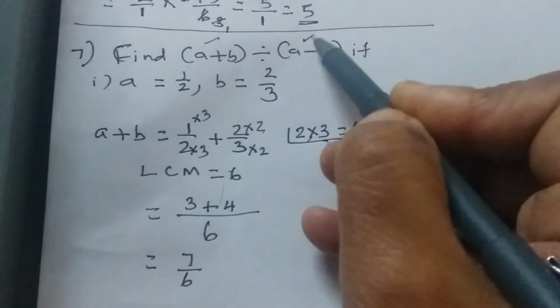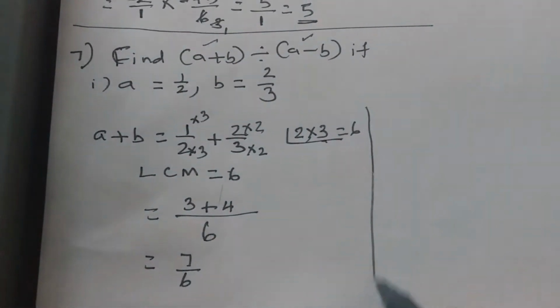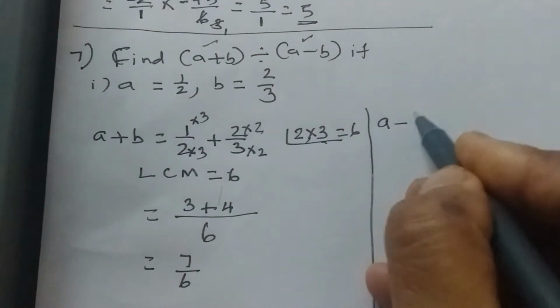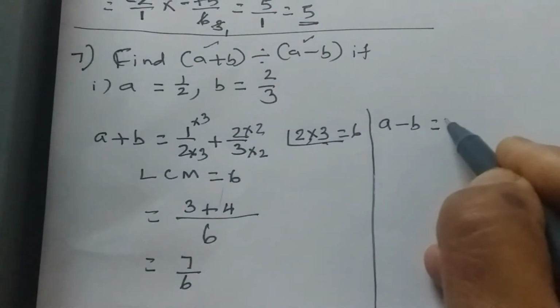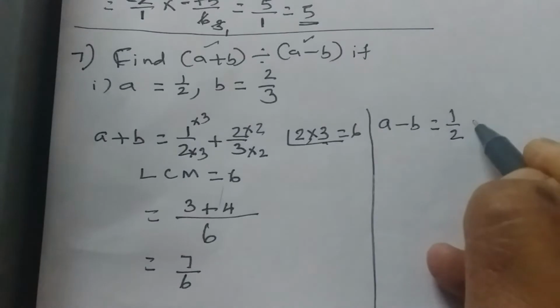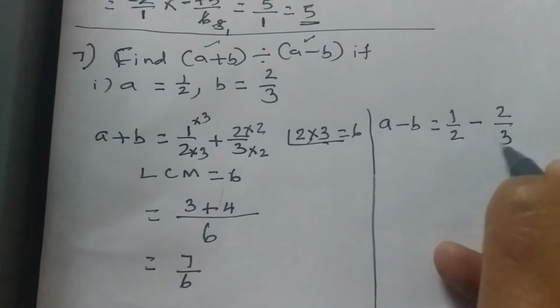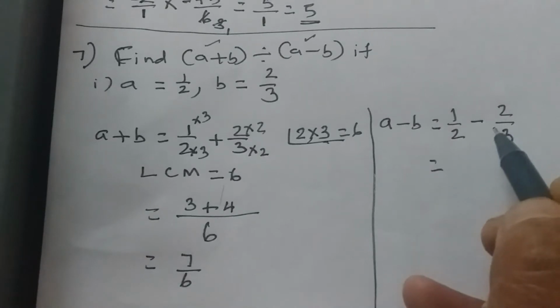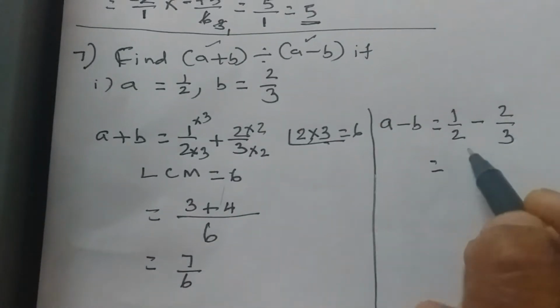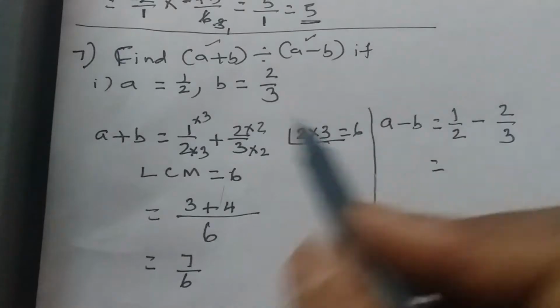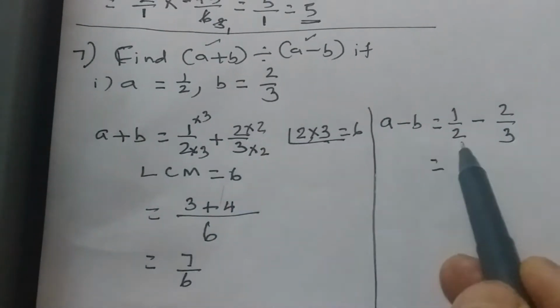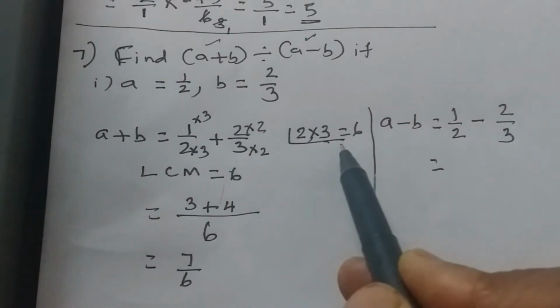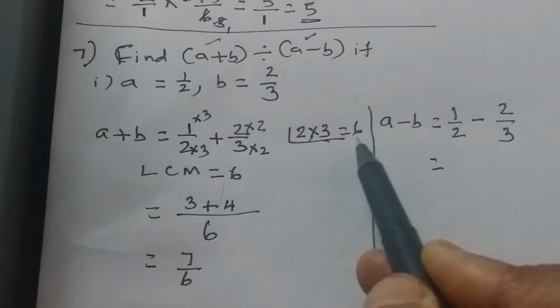Now we have to find a minus b. So how to find a minus b? a minus b, what is a? a is 1 by 2 minus b, which is 2 by 3. Okay. Now again, for subtraction of rational numbers also, we need the LCM. So what is the LCM of 2 and 3? The denominators are the same here also, just like addition, 2 and 3. So the LCM will be the same, 6.